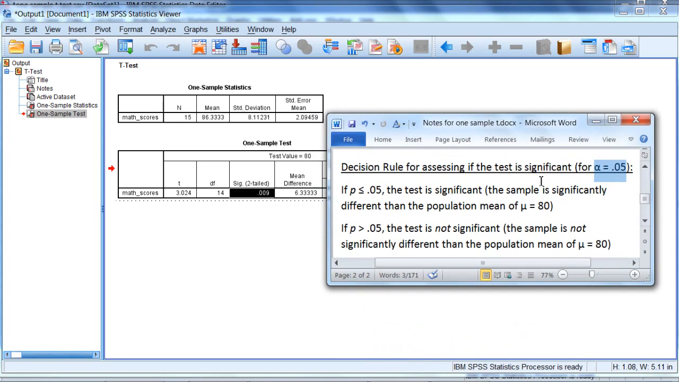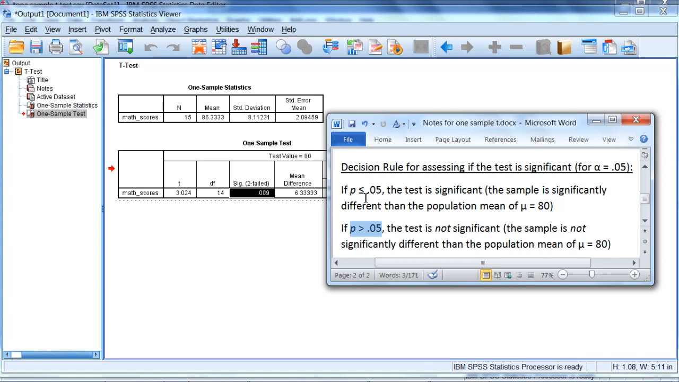So our decision rule is as follows, and you always do it like this. It's really pretty straightforward when you get this down. One of these two conditions is true, either this one or this one. So let's read through the two and see what they say. If P is less than or equal to 0.05, the test is significant. And in this case, this means that the sample is significantly different from the population mean of 80. If P is greater than 0.05, the test is not significant. And that means the sample is not significantly different from the population mean of 80.